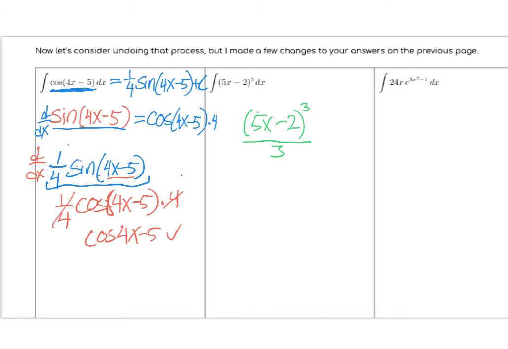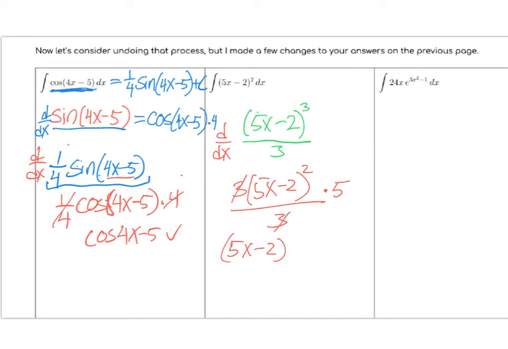Okay, so let's do the derivative of this just to see what else is going on. That 3 would come down. We'd get 3 times 5x minus 2 to the second over 3. Those cancel out. But then we have this chain rule, so times the derivative of the inside, which is going to be 5. When I take the derivative of the function that we started with, we end up getting that extra 5 in there. So 5x minus 2 squared is what I want, but this times 5 is what we have.